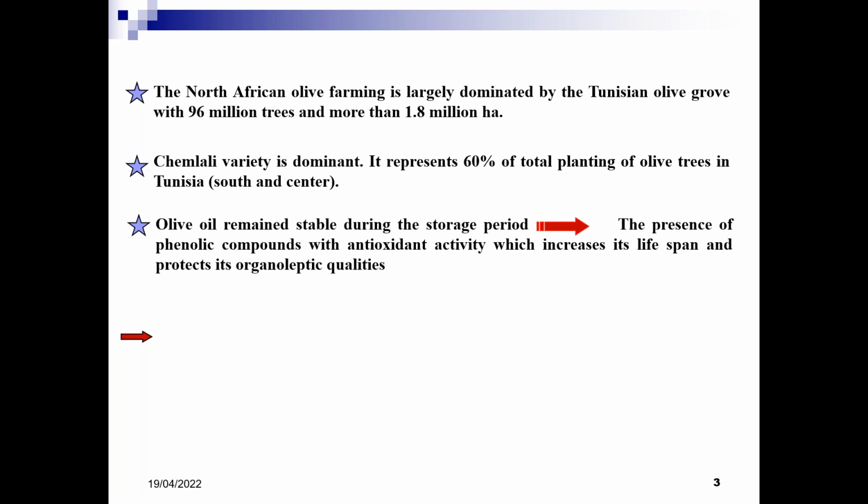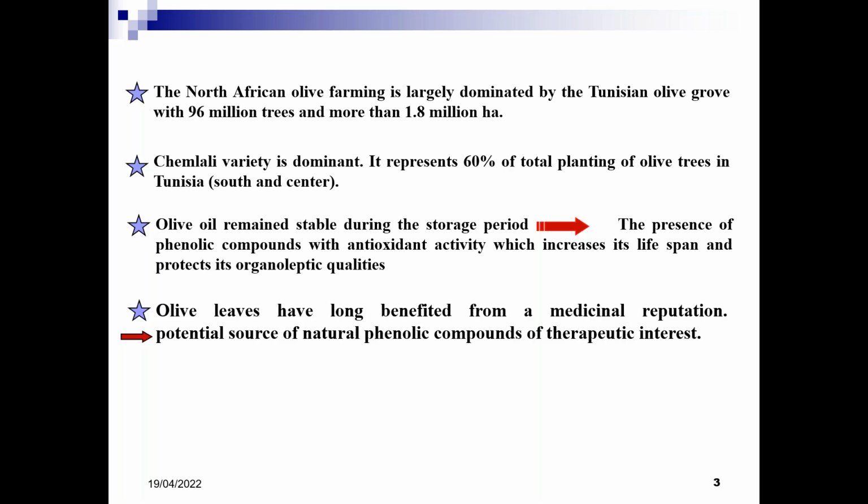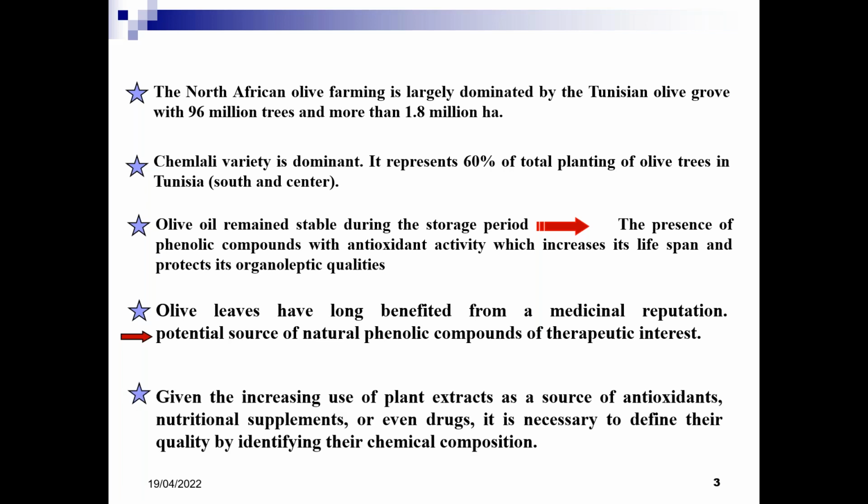Olive oil remains stable during the storage period. This is due to the presence of phenolic compounds with antioxidant activity which increase its lifespan and protect its organoleptic quality. Olive leaf also has a long medicinal reputation. It is considered a potential source of natural phenolic compounds of therapeutic interest, given the increasing use of plant extracts as a source of antioxidants, nutritional supplements, or even drugs. It is necessary to define their quality by identifying their chemical composition.